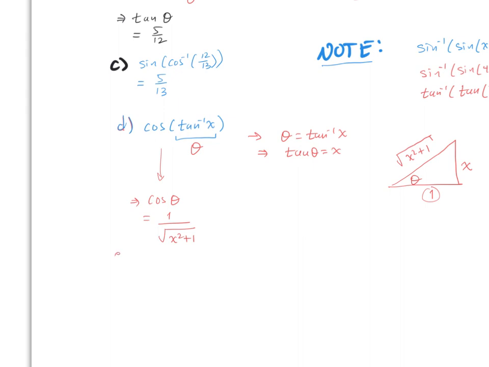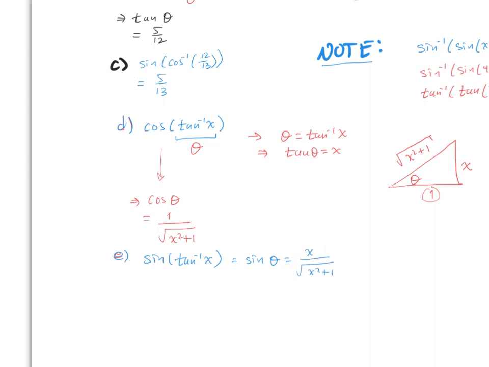If the question instead would have been this, let's say sine of tangent inverse of x, the triangle is going to be the same. So essentially it's asking you what is sine of theta. Well, sine, remember, is the opposite over the hypotenuse. So it will be x over the square root of x squared plus 1.